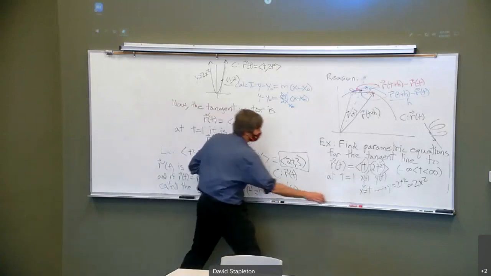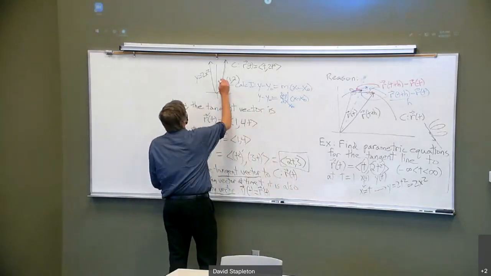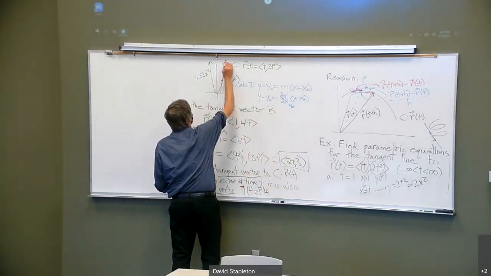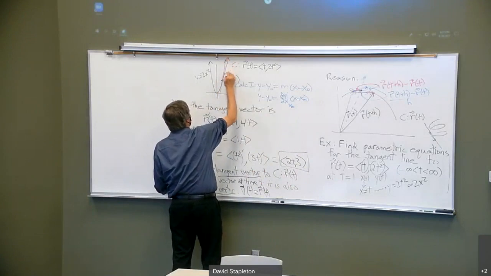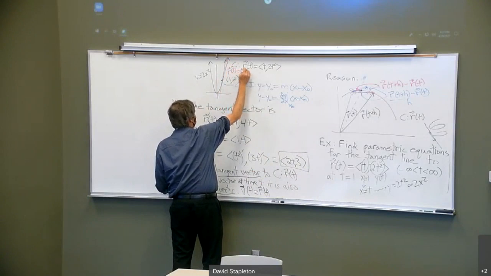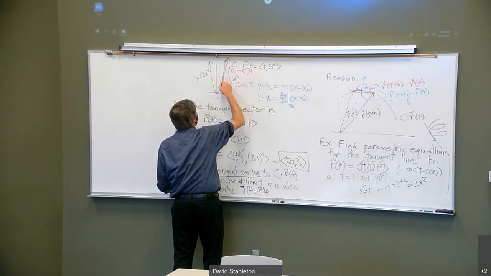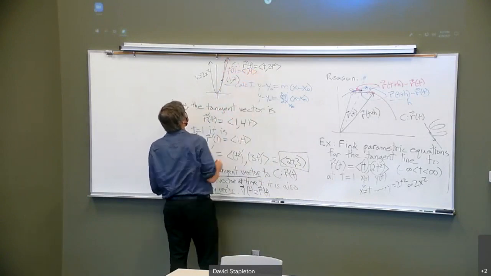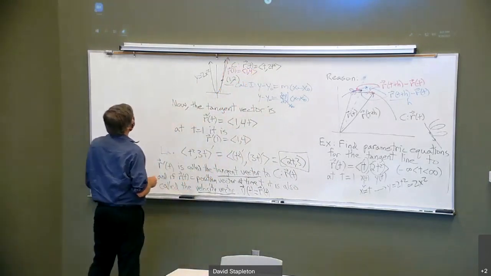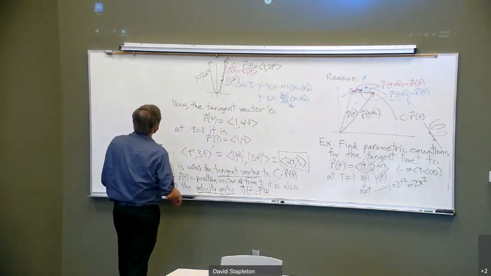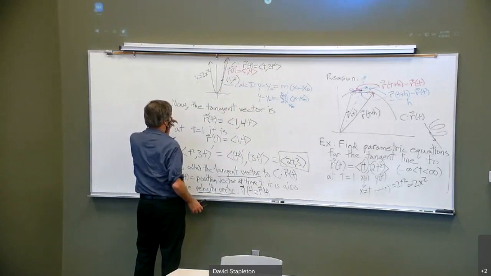I can draw it up here in red or something. So it's pretty high up here. But that will be the r prime of 1, the vector with components 1, 4. It's over 1 and up 4. And you see it looks tangent to the curve, right? But in any case, that's how we define it, right?